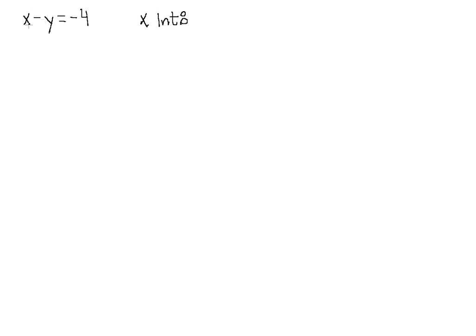So our x-intercept, we simply plug in 0 for y and solve for x. So we have x minus 0 equals minus 4, or x equals minus 4. And our x-intercept is minus 4, 0. Okay. Now let's take a look at the y-intercept.